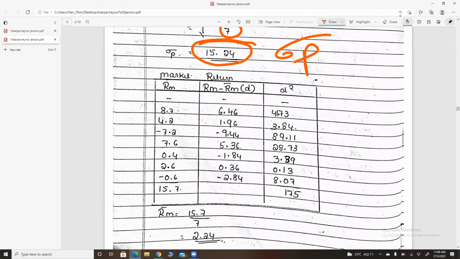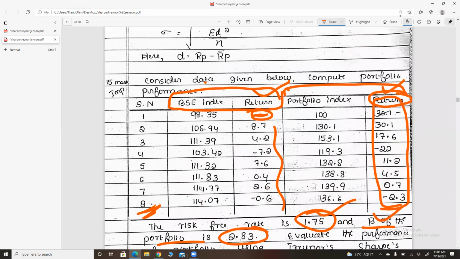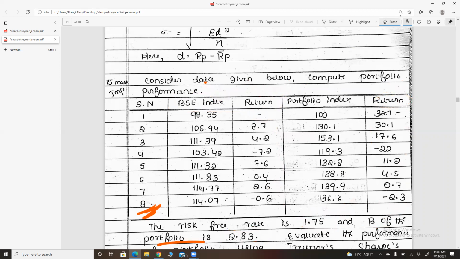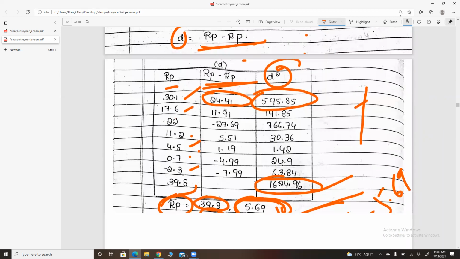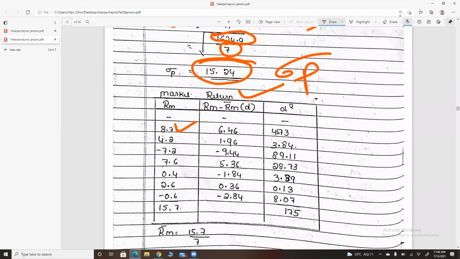Next, you need to calculate in a similar way for market return. Now, what about market? See, this is market. I told you this is regarding market. Right here. See, here you need to take market. Market means these two columns. So market return is this one. So this column you have to take, that is 8.7, 4.2, minus 7.2, 7.6, and total of that column is 15.7.